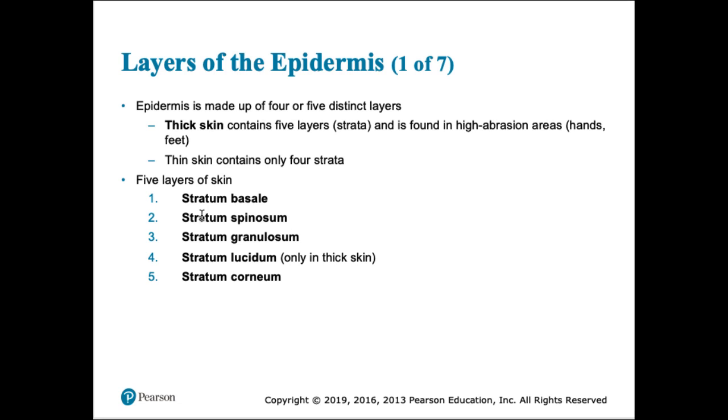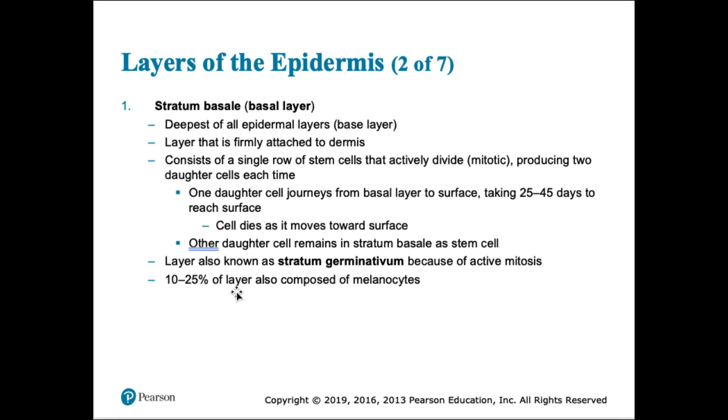So these 5 layers of thick skin are the stratum basale, the stratum spinosum, the stratum granulosum, the stratum lucidum, and the stratum corneum. Now, in thin skin, you do not have the stratum lucidum. That's only in thick skin. So in most areas of our body, we're going to have the basale, spinosum, granulosum, and corneum. But in our hands and feet and things like that, we're going to have that extra layer, the stratum lucidum.